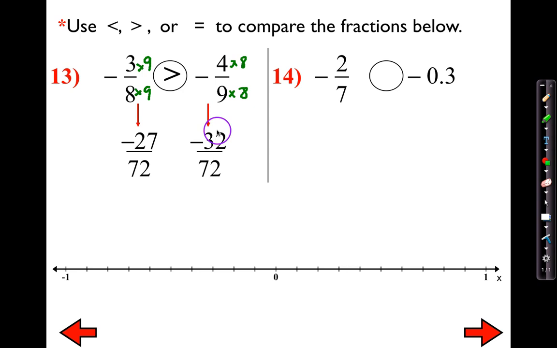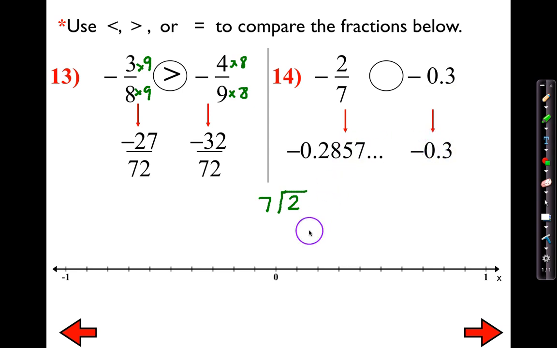Here we have negative 2/7 and negative 3/10. There's two ways to do this. If you wanted to, you can simply divide 2 by 7, and you would end up with negative 0.2857, and so on. And it is negative. And here you can quickly compare that to negative 3/10. Again, the further you get away from zero to the left, the smaller the number gets. So we're going to say negative 2/7 is greater than negative 3/10.